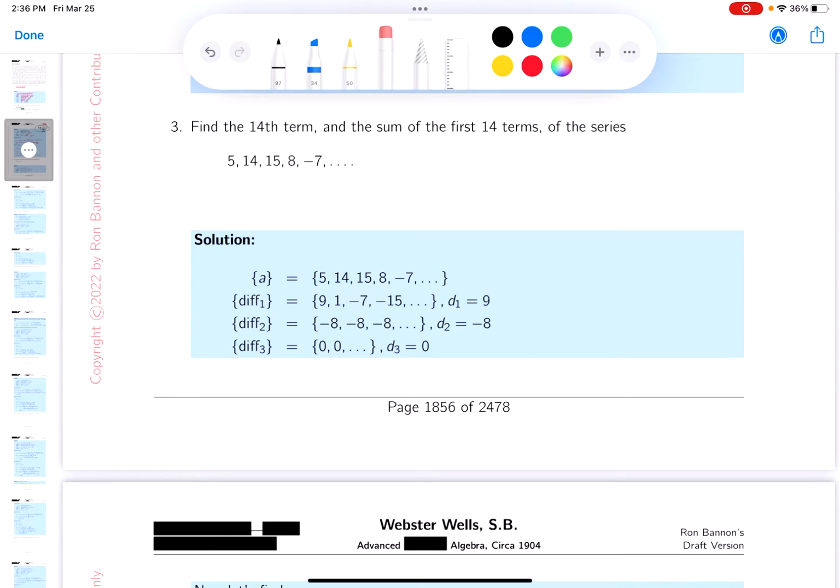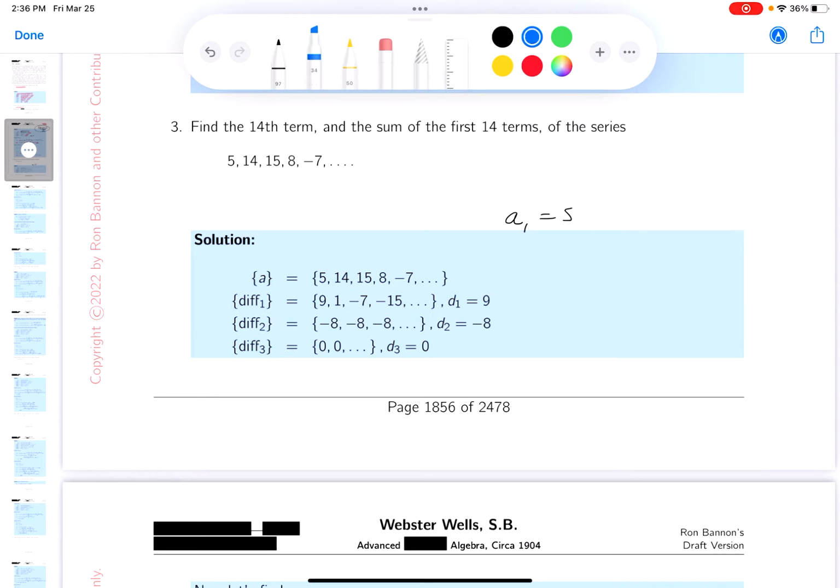Okay, we're given a sequence and it says find the 14th term and the sum of the first 14 terms. So I'm going to write the sequence down for you. I'll call the sequence A, with the understanding that A1 is 5. It's the first member of that sequence, 5. Then I do the differences down.